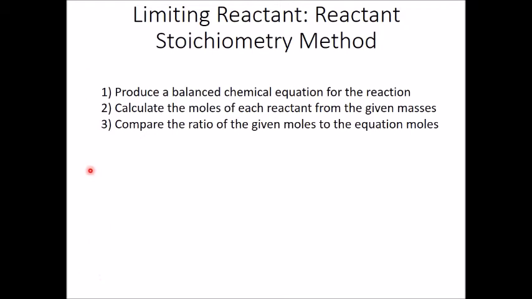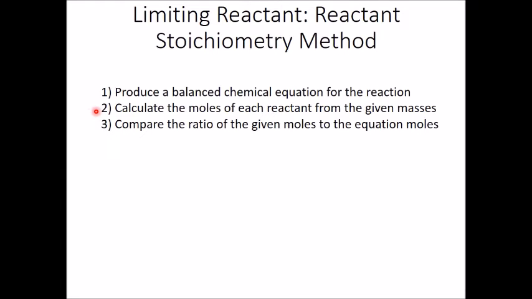When determining a limiting reactant, one of the methods you can use is the reactant stoichiometry method. If this method makes sense to you, then go ahead and use it. If it doesn't, give the theoretical yield method a try in the other video I put up today. To use the reactant stoichiometry method, you're first going to need a balanced chemical equation for the reaction in question.